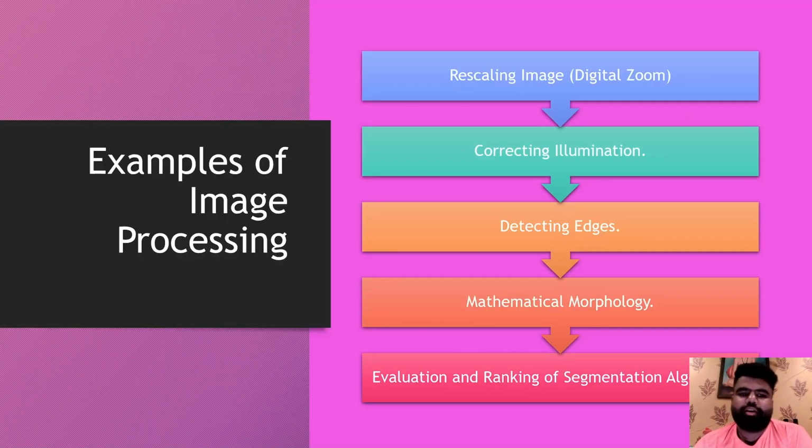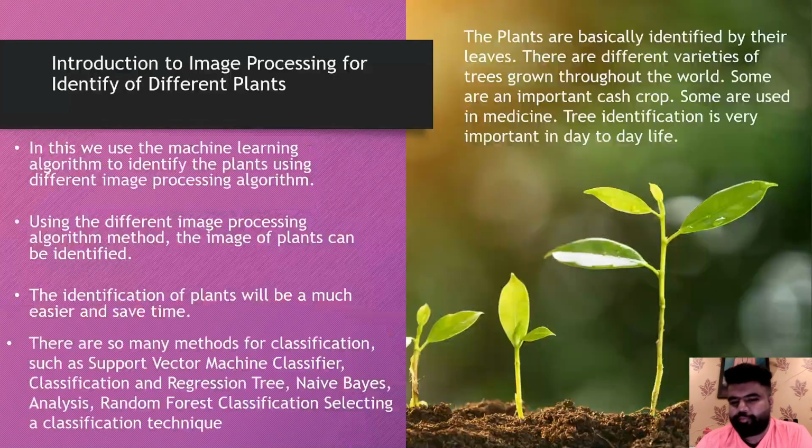For examples of image processing, rescaling of images is done using digital zoom. If an image is blurred, then we can also remove that blur, and that procedure is known as correcting. And we can detect edges from the images, and there are mathematical morphology, evolution and ranking of segments algorithms.